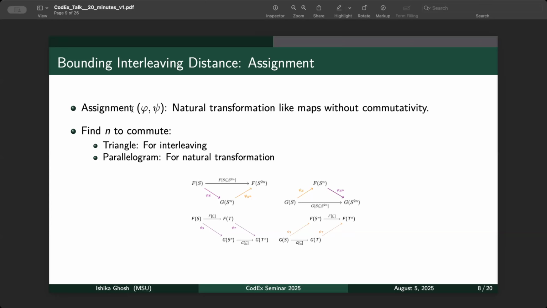For this assignment to be a valid interleaving, we need to have these four diagrams commuting. The top two come automatically from the interleaving, for a valid interleaving, and the bottom two make sure that this is a valid natural transformation.